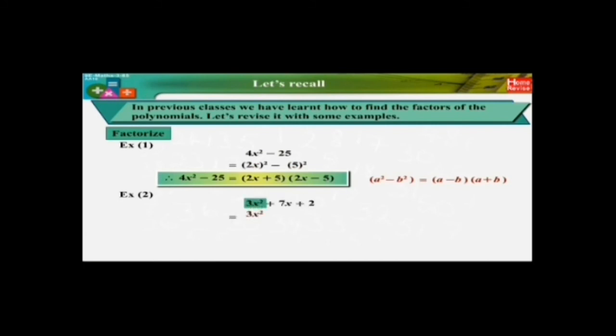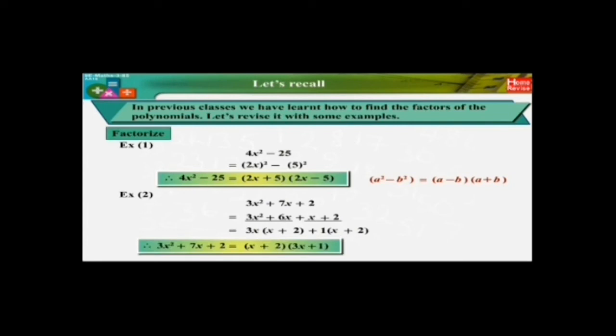Next example, 3x square plus 7x plus 2, which can be written as 3x square plus 6x plus x plus 2, which is equal to 3x into x plus 2, plus 1 into x plus 2, which is equal to x plus 2 and 3x plus 1. Therefore, its factors are x plus 2 and 3x plus 1. Let's consider one more example.